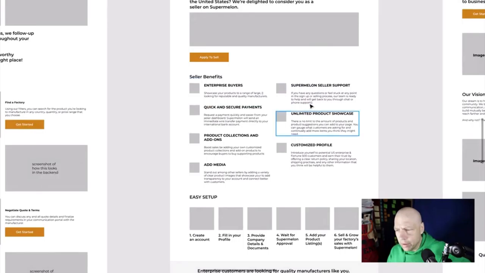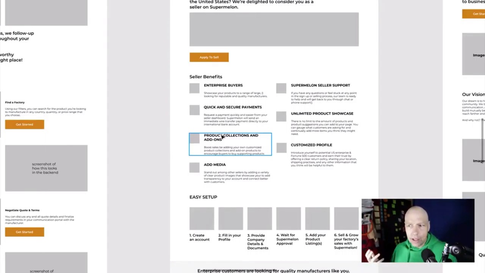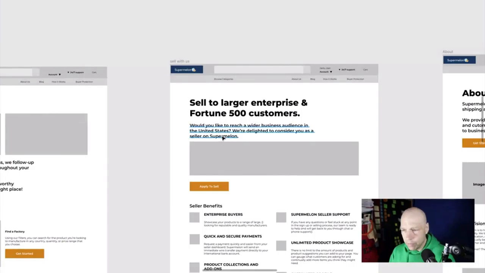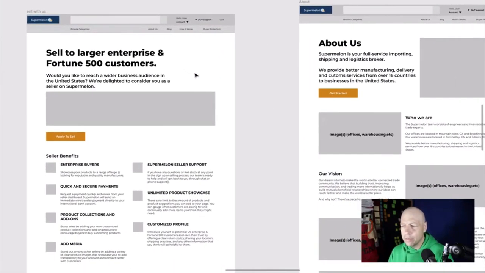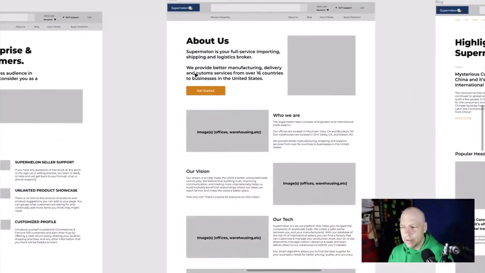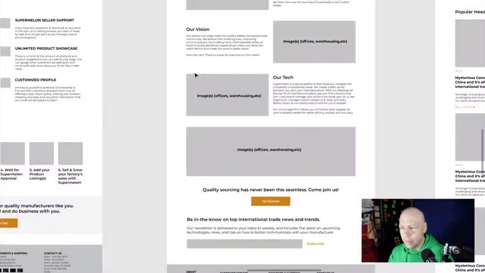I do like the seller benefits. You've mentioned the question of, do you have blue icons? And I think the answer is sure. It would work well off the orange buttons. So I personally don't have a problem with that. I do wonder if it's that Supermelon, is it a little dark blue? I don't know. The About Us, that makes sense.